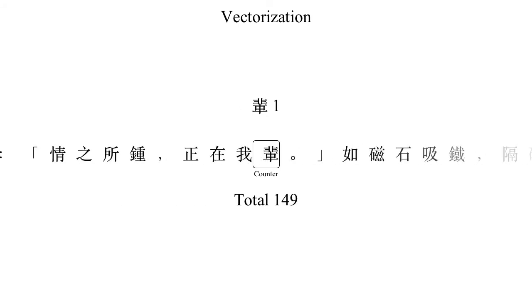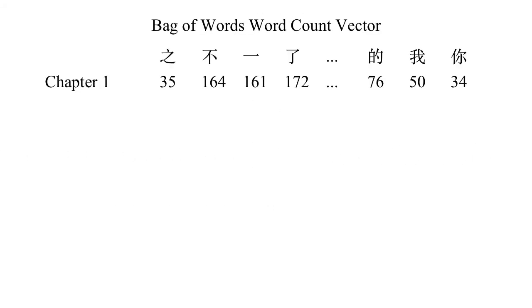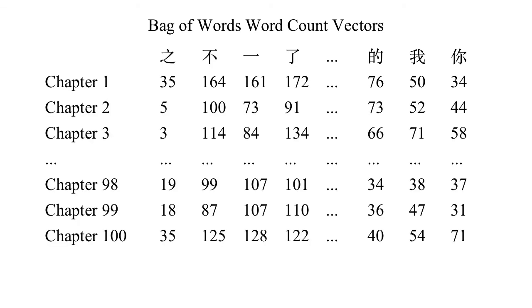Once we've counted up all of these words, what we see is that the character zhi occurs 35 times, bu 164, and so on and so forth. And we do this for every chapter in this particular novel and every other chapter in all the other texts we're interested in working with. So now what we have is a bag of words vector space representation of these texts.